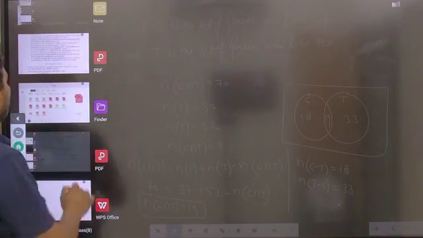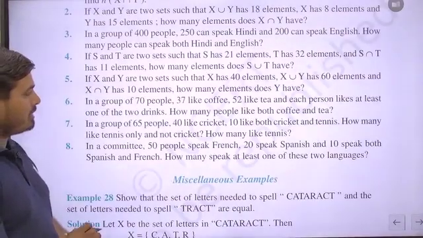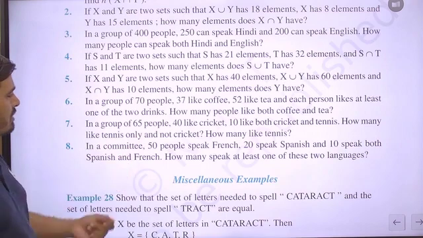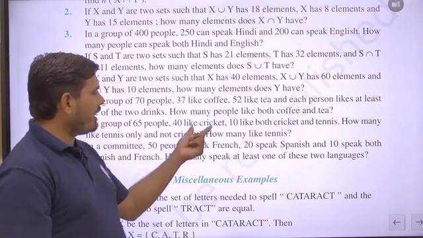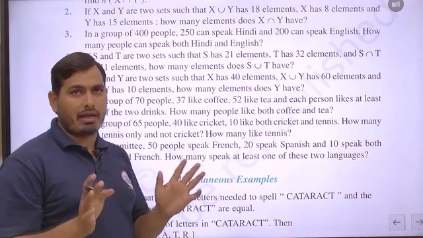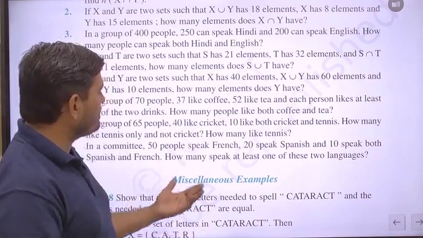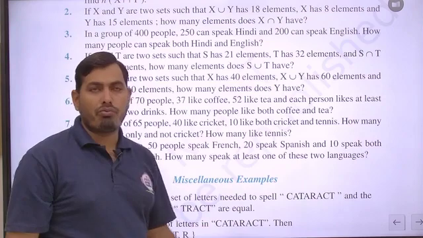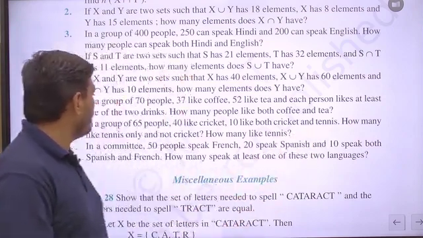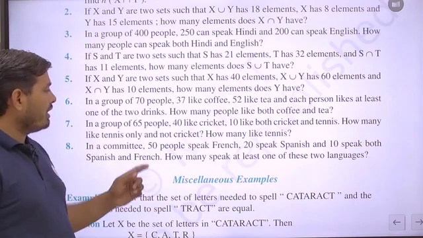So in question number 7, you can see in a group of 65 people, 40 like cricket and 10 like both cricket and tennis. There are two types of games, cricket and tennis. So we have to make one set of those who like cricket, and one set of those who like tennis. Now how many like tennis only and not cricket?